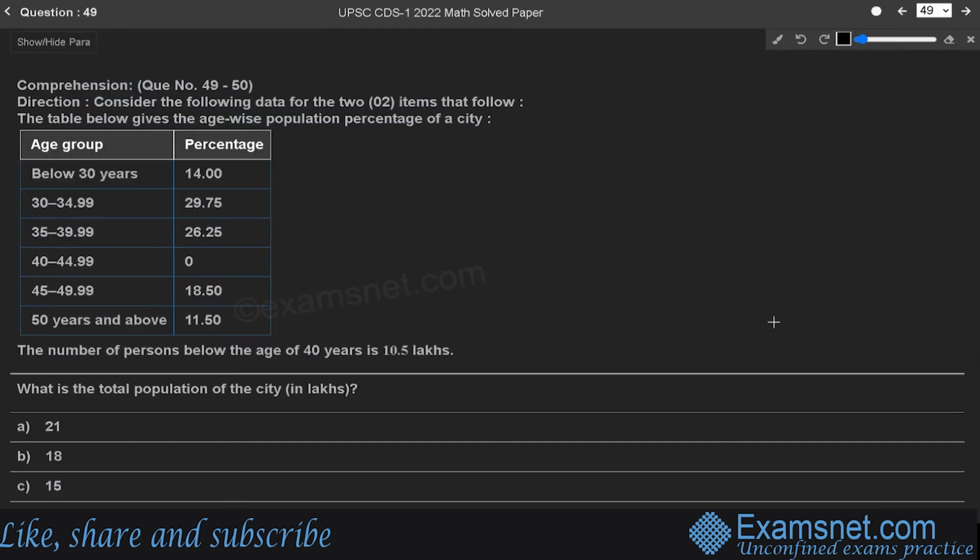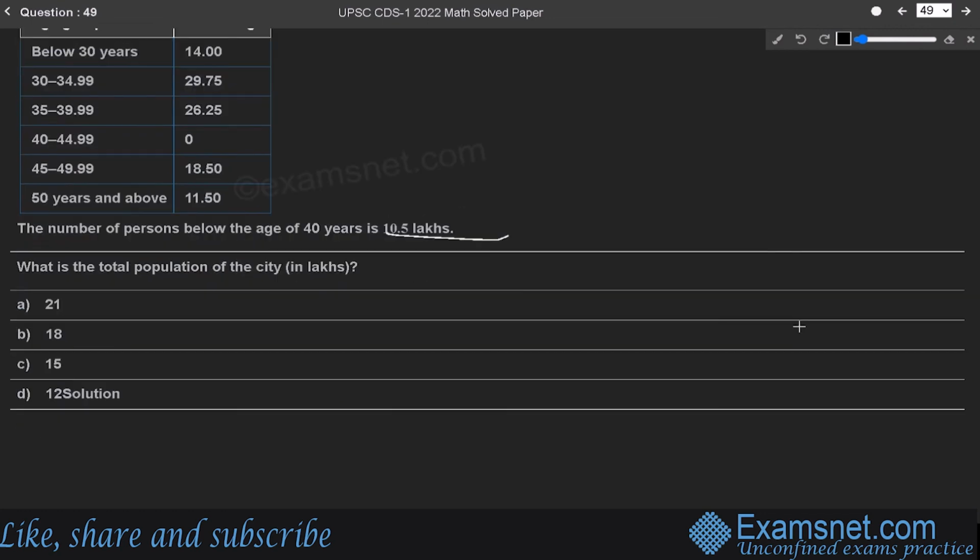Next question is, consider the following data for the two items that follow. The table below gives the age-wise population percentage of a city. The table consists of an age group and their percentage. The number of persons below the age of 40 years is 10.5 lakhs, and we have to find the total population of the city in lakhs. See here, all the information is given in the table, and it is given that the total number of people below the age of 40 years is 10.5 lakhs, which is written in the question here.